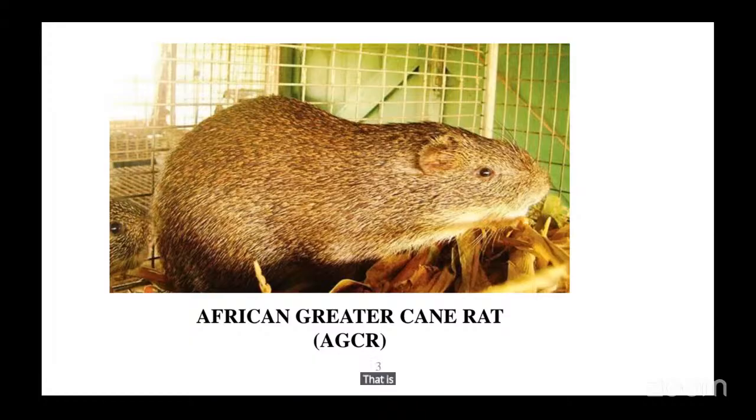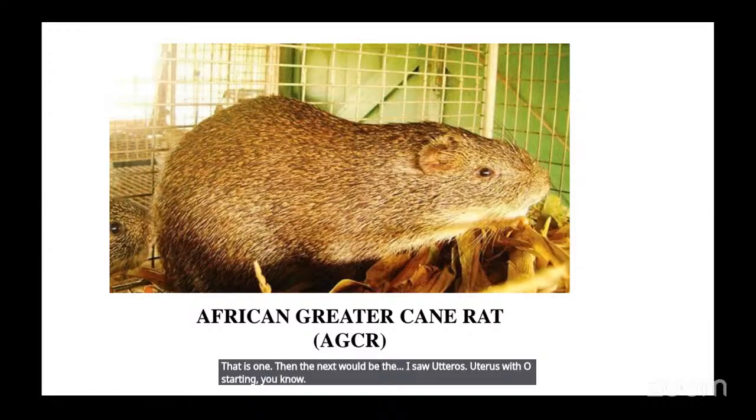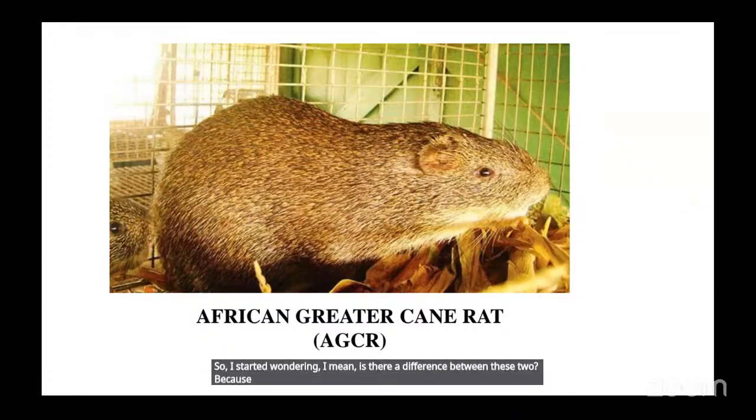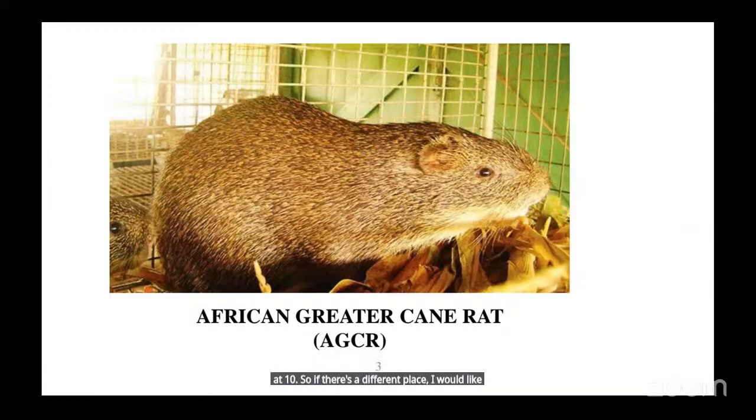That is one. Then the next is that I saw uterus, with O as the first letter, and another one, uterus with the first letter U. So I started wondering, is there a difference between these two? Because the pronunciation is similar. I know of uterus with U as the first letter, but the other one with O as the first letter, is it a different term? If there's a difference, please, I would like to know the difference between the two.